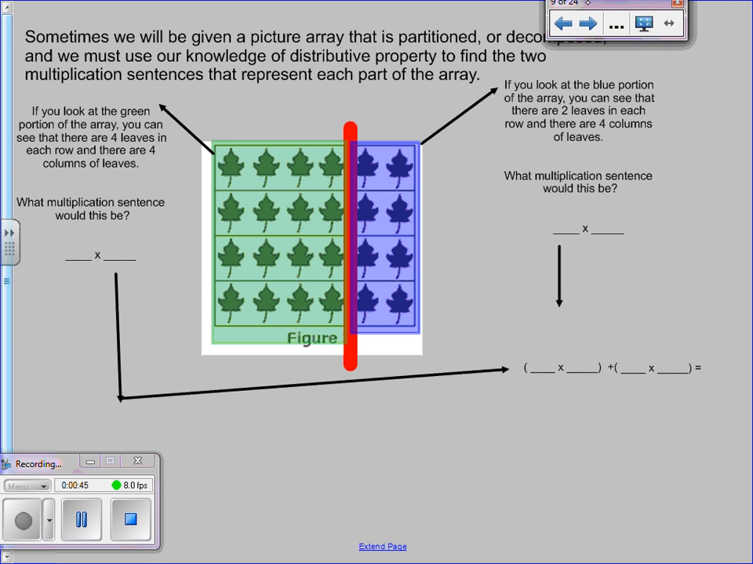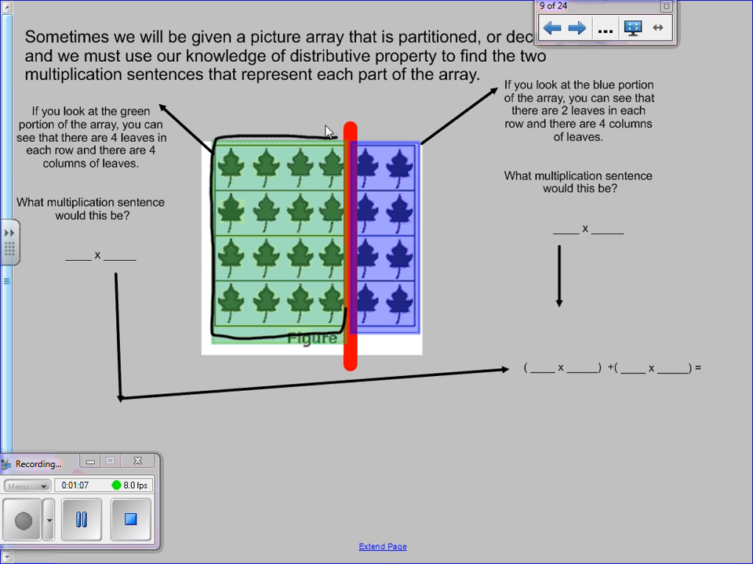So here is our explanation. If you read at the top, it says sometimes we will be given a picture array that is partitioned or decomposed, and we must use our knowledge of distributive property to find the two multiplication sentences that represent each part of the array. So first we're going to be looking at the green section. Okay, so only the part that is shaded green. In this entire picture of leaves, we're only looking at the array portion that's shaded green at first.